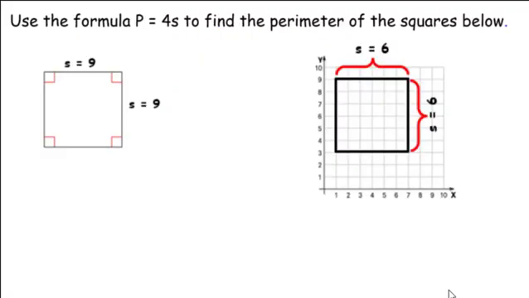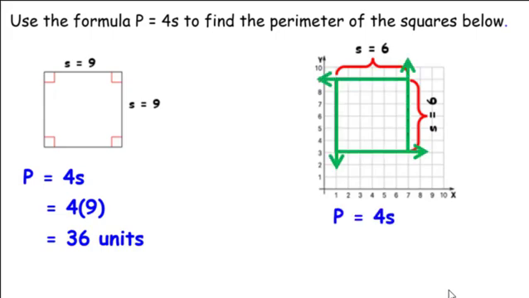You should pause the video and try to do these before I start, beginning in 1, 2, 3. Perimeter is equal to 4s. Let's substitute 4 times the side length of 9. 4 times 9 is 36. Since there's no measurements assigned to the 9, like 9 feet or 9 meters or 9 miles, we just say 36 units. On the next one, to find the perimeter, the side lengths are 6. This gives us 4 times 6, which is 24 units.